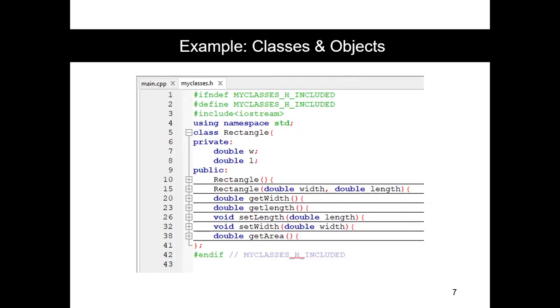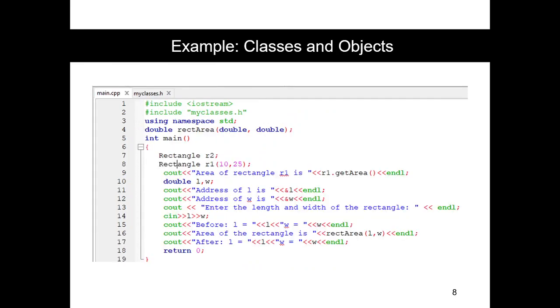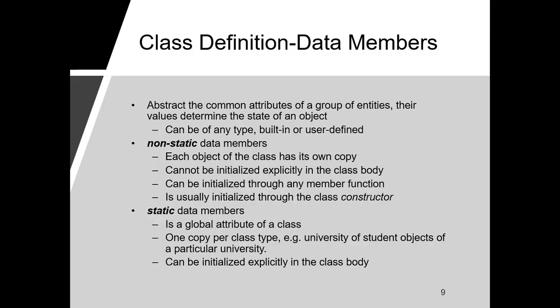This is our class definition. This is how we created objects. R1 and R2 are basically objects of the class that we defined. So this is how you create classes, you define classes and create objects. We did that yesterday.